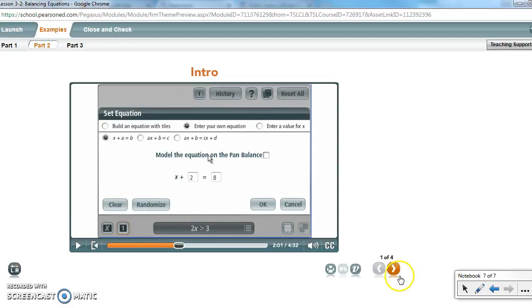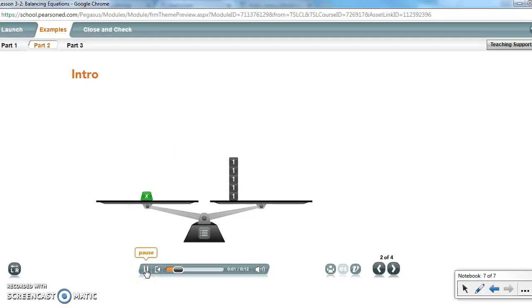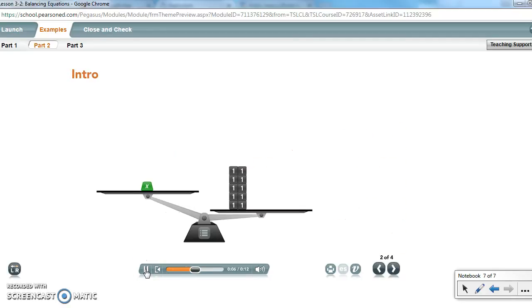So we're going to skip over this because it's important, but I would much rather have us get to the meat of the information. This scale is balanced. Notice what happens when you change one side. Now the scale is unbalanced.